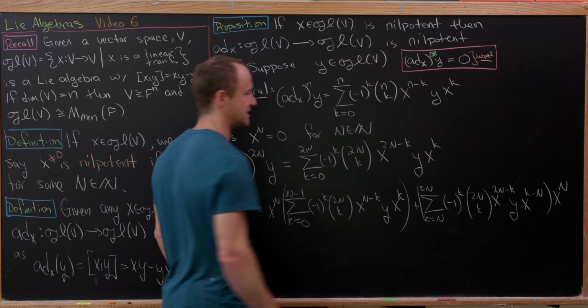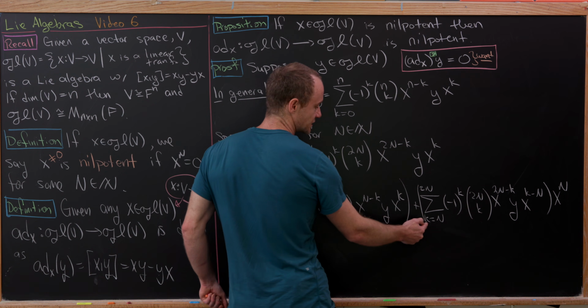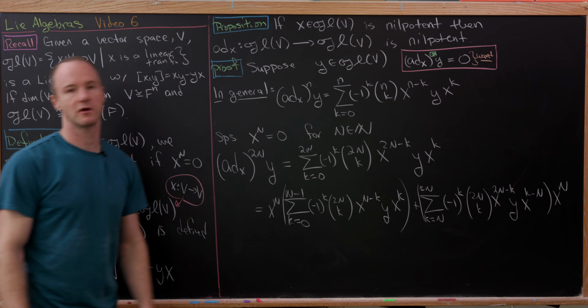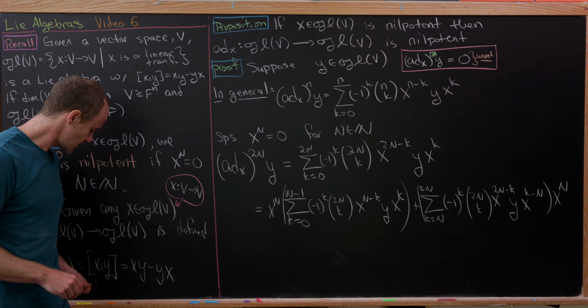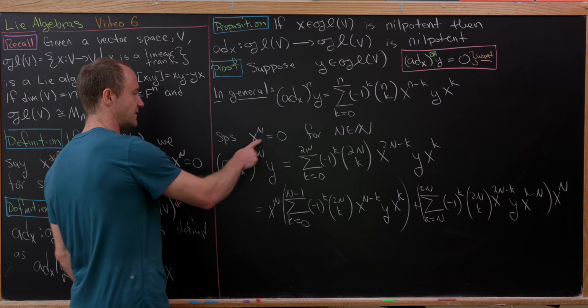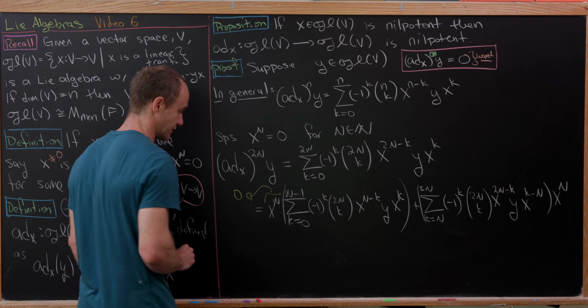And let's put big parentheses around that as well. And again, because here k is between n and 2n, we know that this is a non-negative power of x, which is important. Okay, but then by our assumption of x being nilpotent via this number n, we know that this x^n is the zero map.